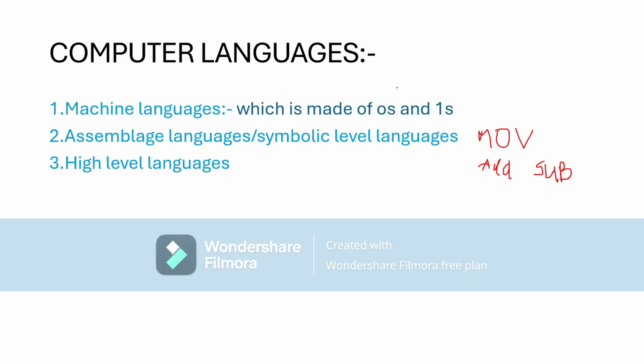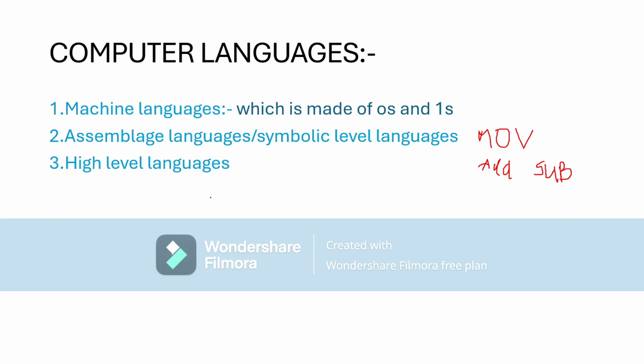I hope you understand the difference between machine language and symbolic level languages. Machine level language uses binary digits and already exists in machine level language, so there is no translator. But symbolic level language is made up of symbols, and you need a translator called an assembler to translate it into machine level language. I hope you understand. Next, we're going to learn about high level languages.